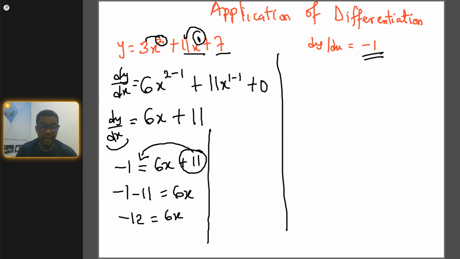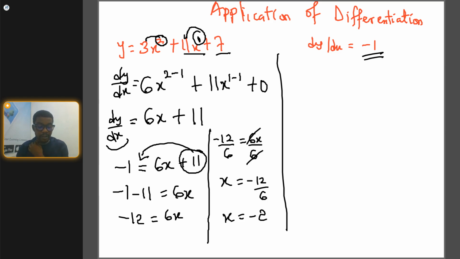Dividing both sides by 6, we have -12 over 6 equals 6x over 6. 6 will cancel out 6. We have x equals -12 over 6, that is x equals -2. Now we've gotten the value of x to be -2.